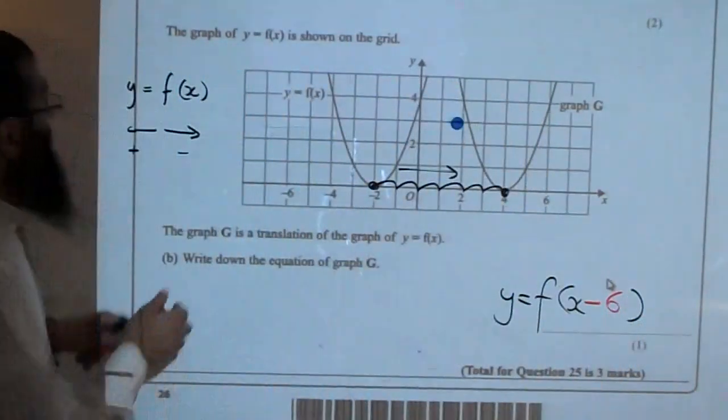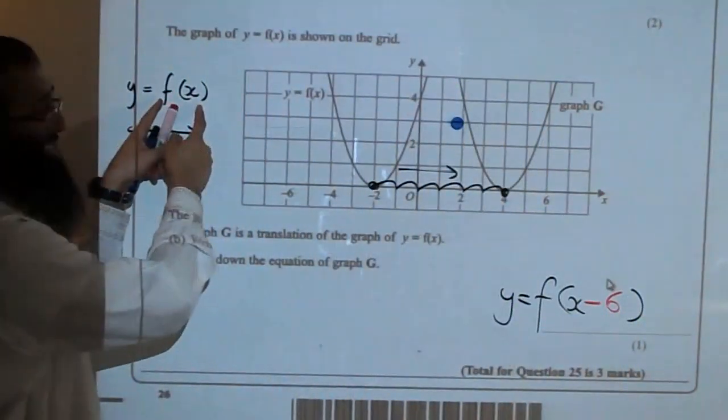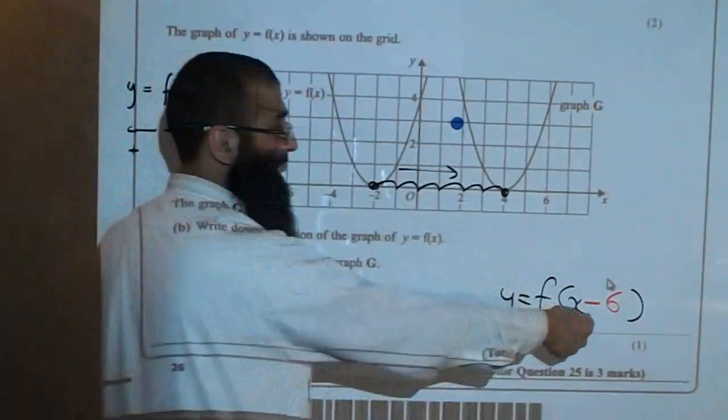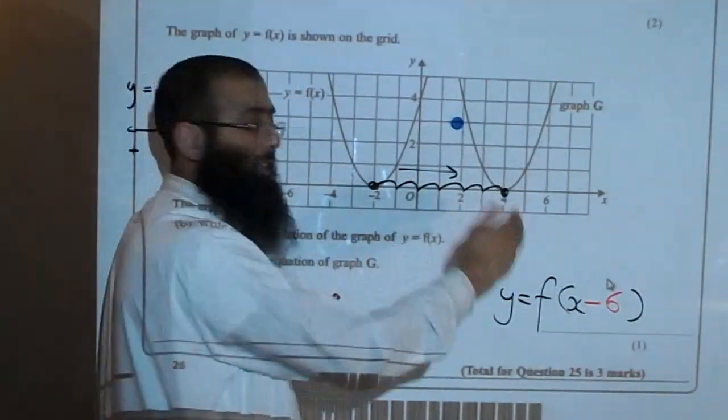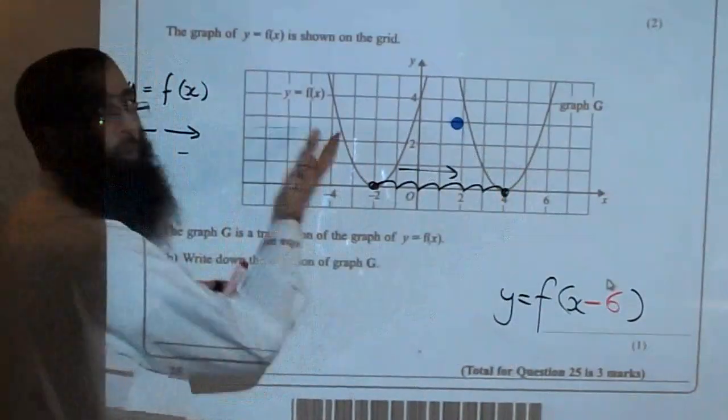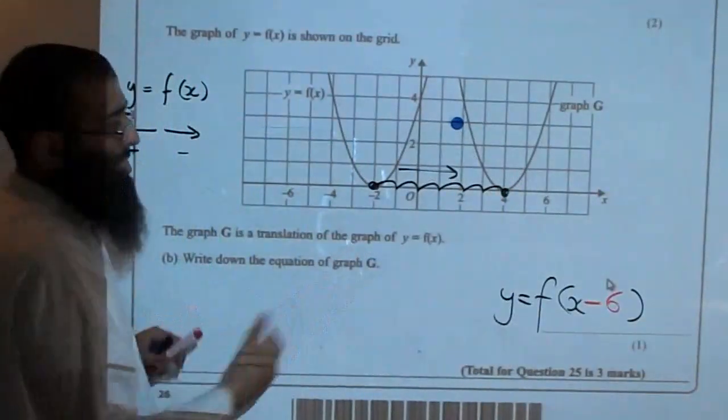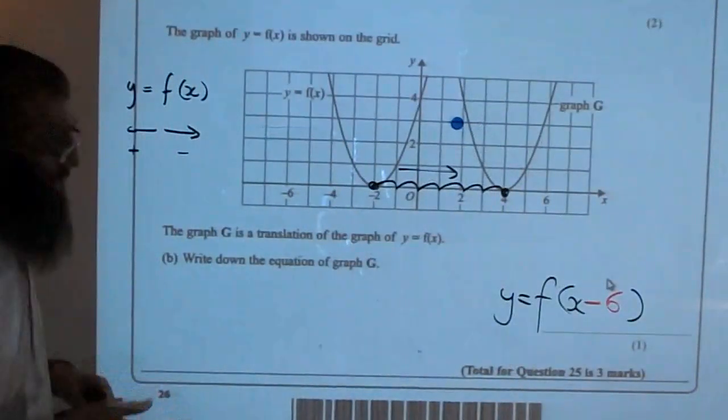Right. So if you look at the original function f of x, the change has been done now inside the function itself. Because it's moved to the right, we use a minus. If it was to move to the left, we'd use a plus. Okay, and that's the answer. That's the end of that question.